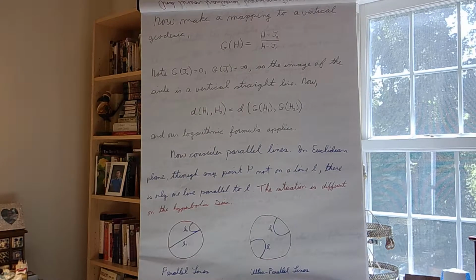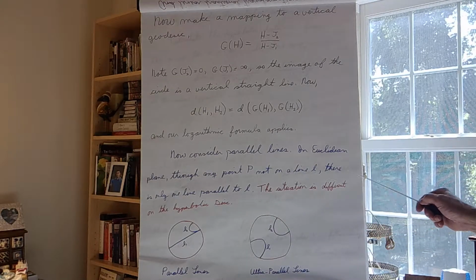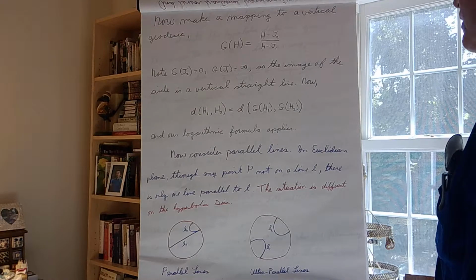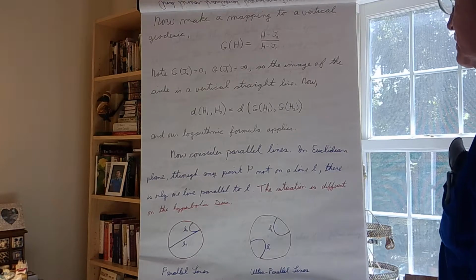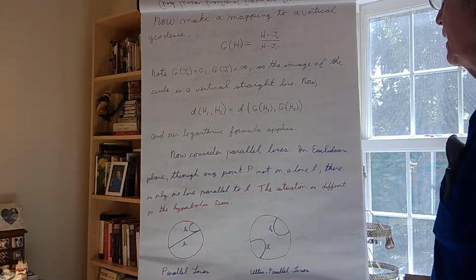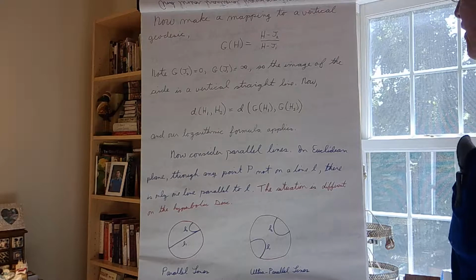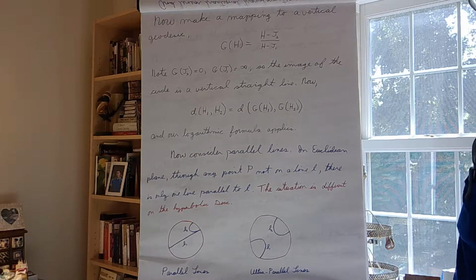And now it's interesting in this hyperbolic geometry to consider parallel lines. In the Euclidean plane, of course, we know that through any point P not on a line L, there is only one line parallel to L. Well, we studied this point for the sphere, and we remember that great circles, geodesics, always intersect. They intersect each other twice. So we won't be too surprised if we find another violation of the Euclidean parallel line postulate.